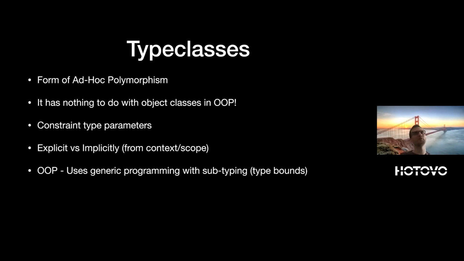And so this is a form of ad hoc polymorphism. We have explicit and implicit passing of type classes to functions that require it. I'll show that in a bit. And in object-oriented programming like Java, we can achieve this functionality using a mix of generic programming, so parametric polymorphism, and subtyping in the form of type bounds.